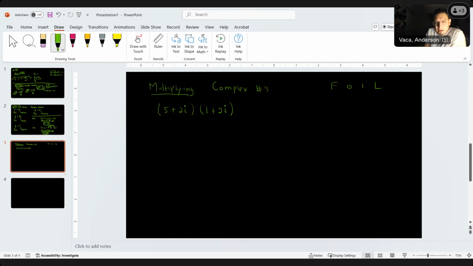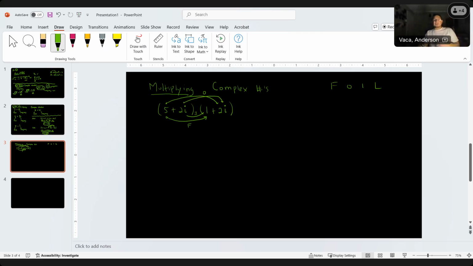So this is what it looks like. 5 is going to multiply the 1. That's referred to as the first term. Then we're going to multiply the outer terms, which will be 5 times 2i. And then we multiply the inner terms, which in this case will be 2i times 1. And then the last part is considered 2i times 2i.